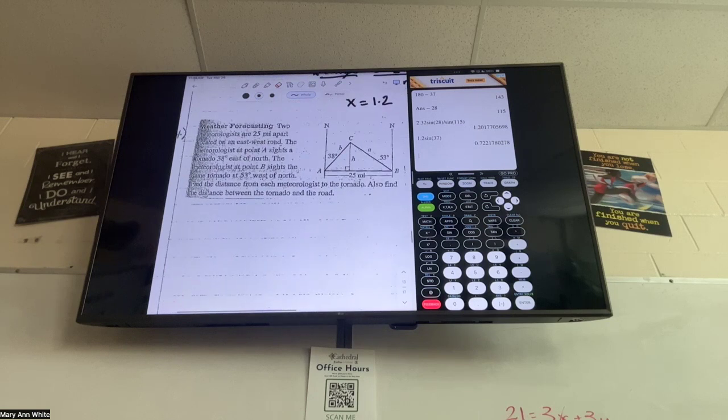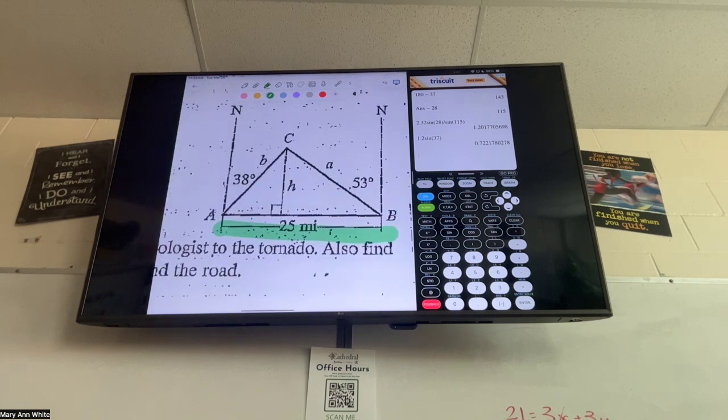So this one says weather forecasting. Two meteorologists are 25 miles apart, located on an east-west road. So that's this distance right here. This is 25 miles apart. The meteorologist at point A cites a tornado 38 degrees east of north. I don't really care what 38 degrees east of north is. We have the picture right here.